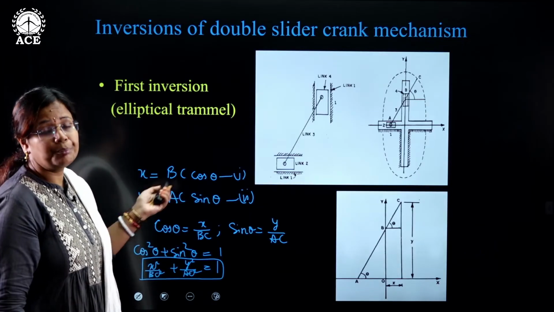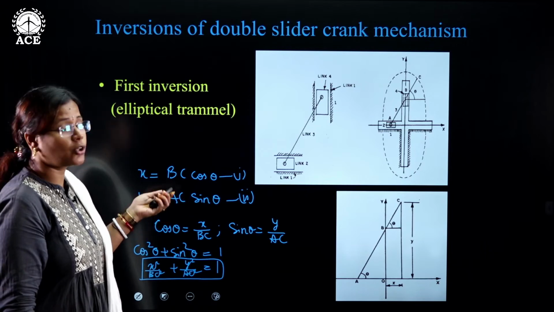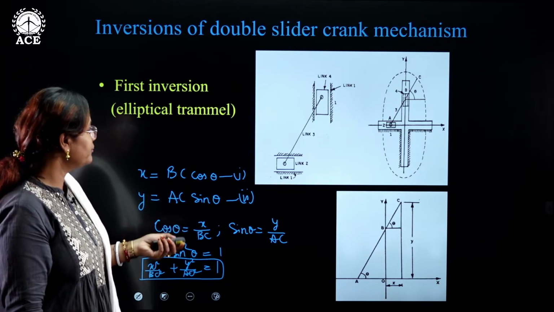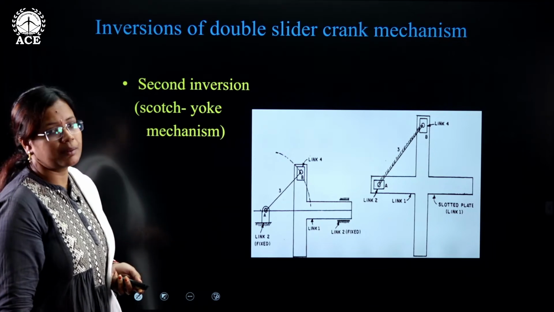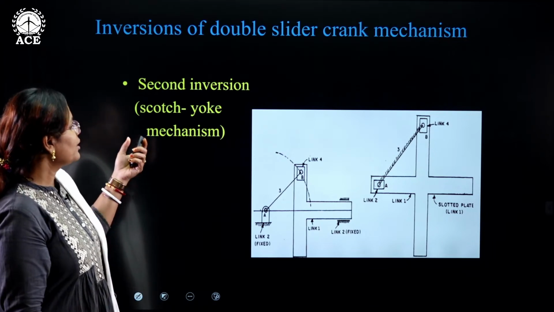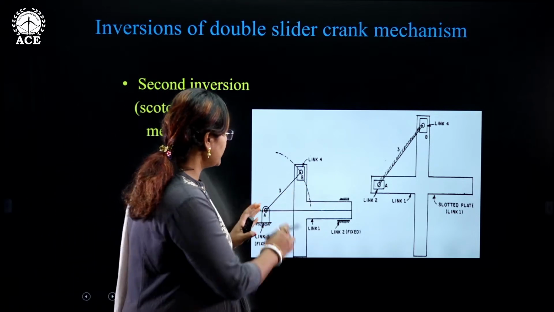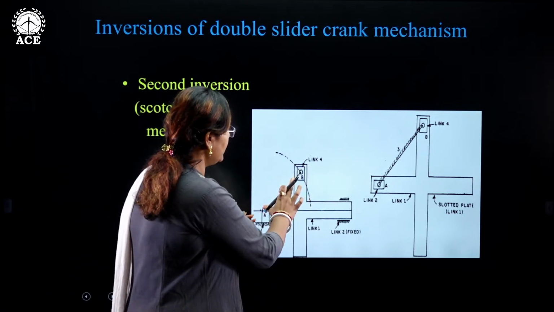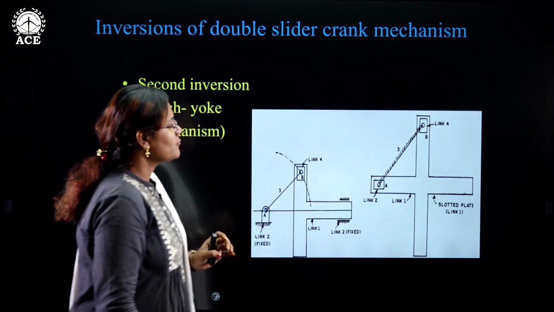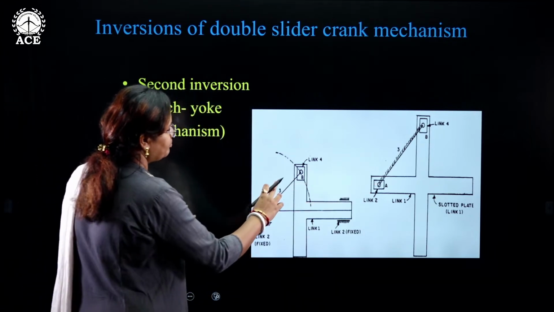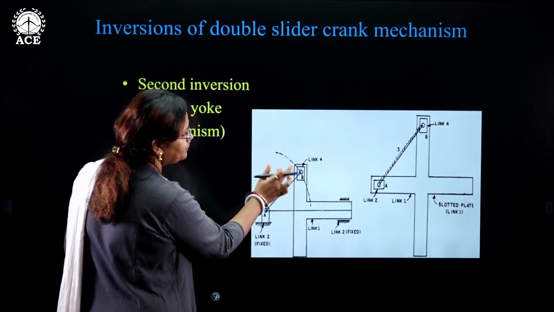This is one of the very important aspects or topics that is asked in the exams also. The second inversion of this double slider crank mechanism is this one, where the second link, or this particular link, which is the connecting rod, is fixed here. So you can see that it is giving a rotatory motion.